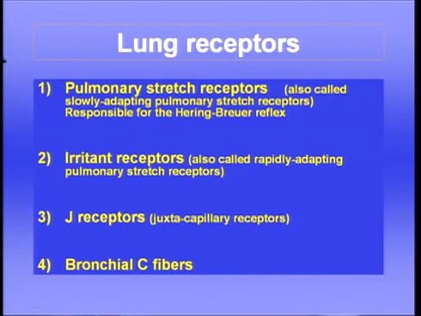There are also J receptors, or juxtacapillary receptors, as you can see here. The endings of the J receptors are in the alveolar wall, very close to the capillaries. The evidence for that is that if you inject a substance into the pulmonary circulation, you get a very rapid response of these J receptors. And the J receptors apparently cause rapid shallow breathing. And these may be important in some pathological conditions.